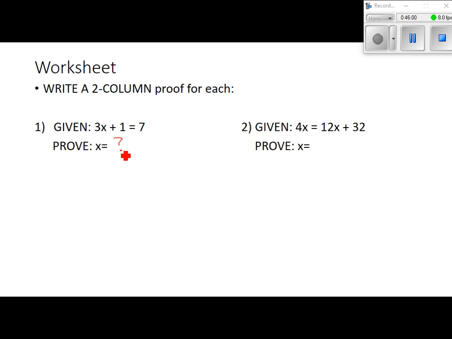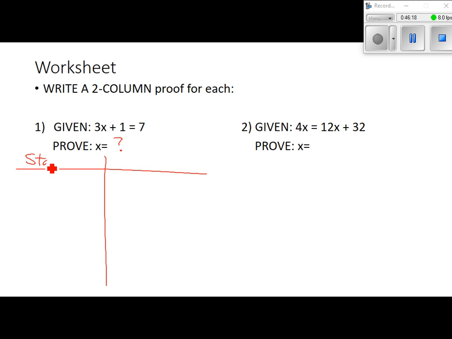We're going to make a 2-column proof for each one of these. I'm going to show you how to do the first one, then I'll probably let you try the second one on your own. First thing, usually I don't like drawing the 2 columns right off the bat. I like going through and doing the problem first and everything. But since we're running low on time, I'm going to do it this way.